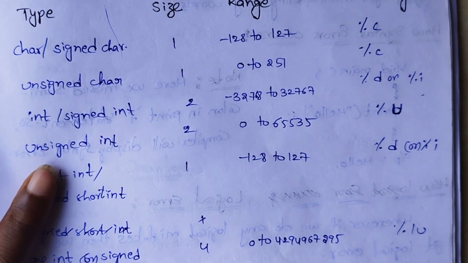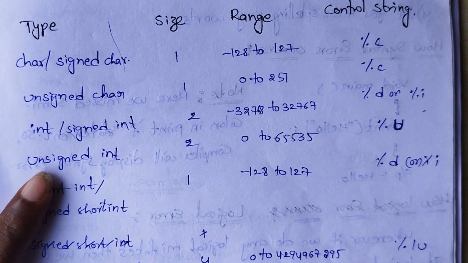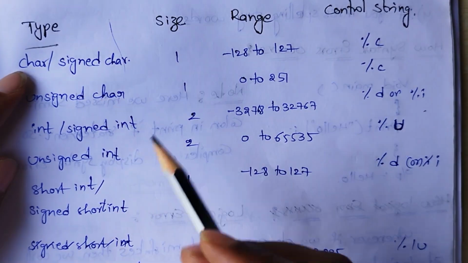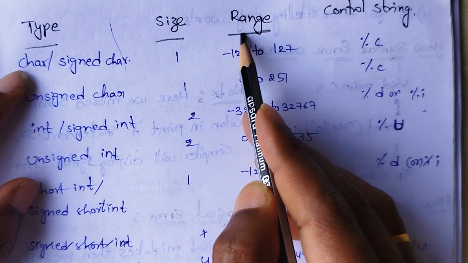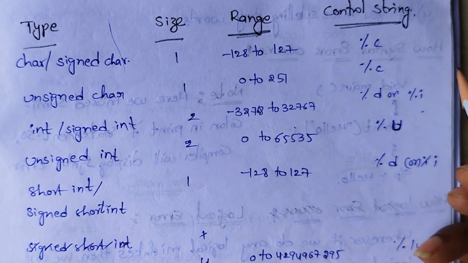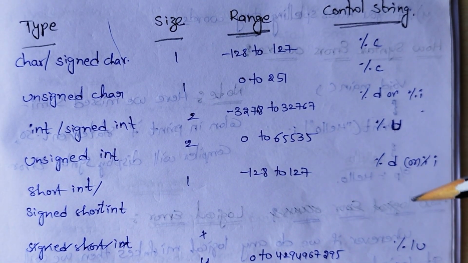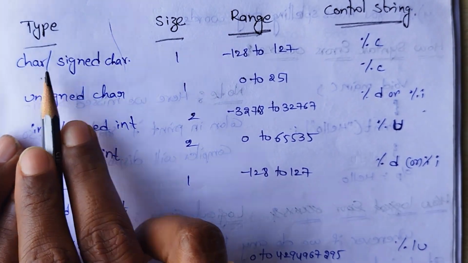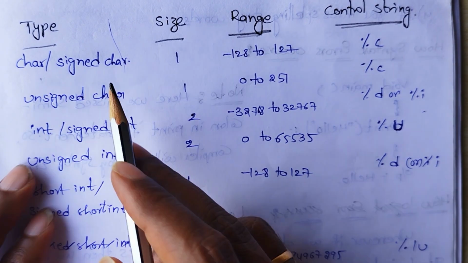And here, in the structure, we will discuss the type of the data type, what is the size, what is the range of the data type, and the control string, and how we will use this data type in the C program. What is the control string? We will see here.